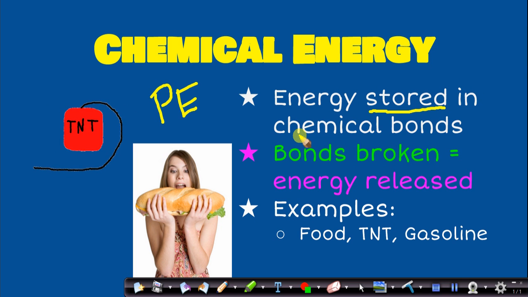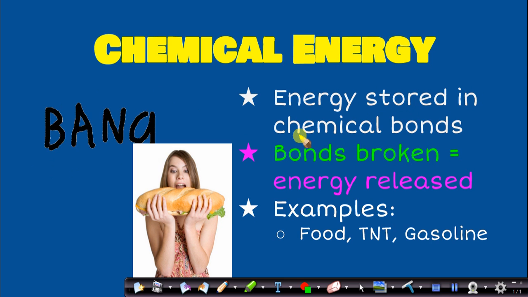And when we break these bonds, energy is released. Think about when you eat your food, your body breaks it down and it gives you energy. Things like TNT or explosives have stored energy, and the explosion breaks it apart, releasing a lot of energy. Gasoline also, what runs your car and other things, has a lot of stored chemical energy.